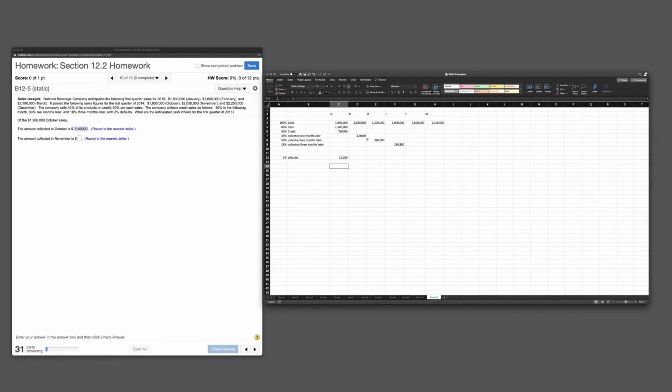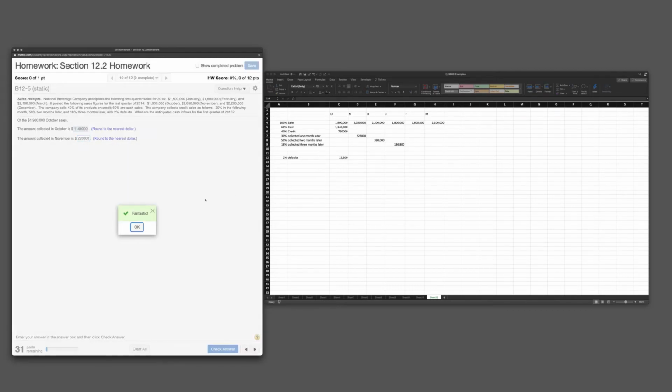So hopefully you can see where that money is actually being collected. You can see that it's not all being collected in October. So this all represents our October sales. All right, so let's take a look now. We can enter in our figures here. So the amount collected in November is going to be the 228,000. In December, we have the 380,000.